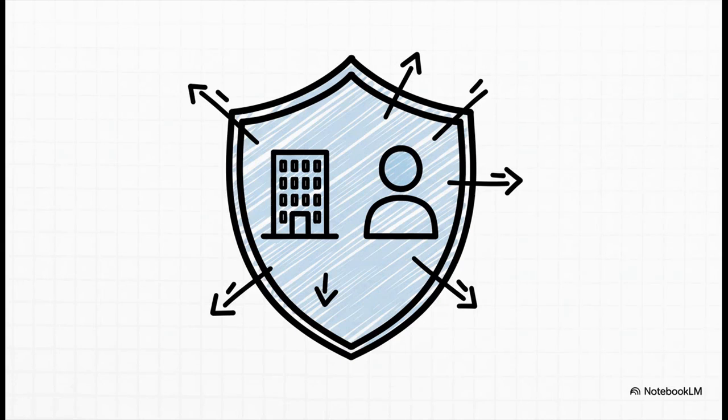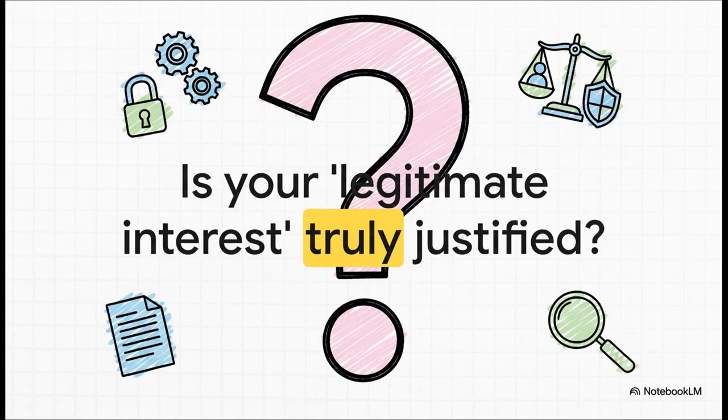In the end, just think of the LIA as your shield. It protects your organization by making sure your data processing is defensible and lawful. And at the same time, it protects your customers by making sure their rights are always respected. So, the next time your organization wants to lean on legitimate interests, I want you to pause and ask, is it truly justified? Run the tests, document your reasoning, and be ready to defend it. Because in the world of data privacy, justification isn't just important, it's everything.